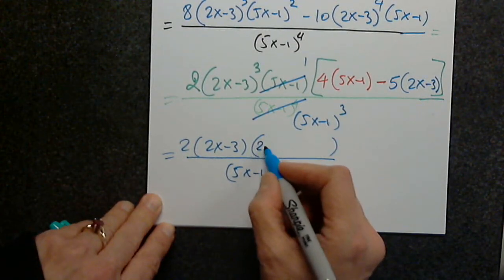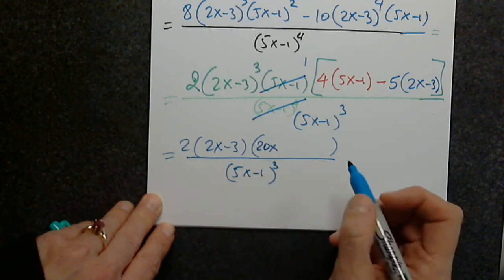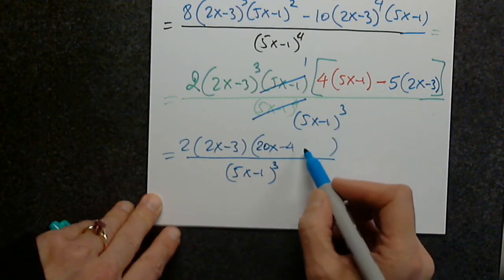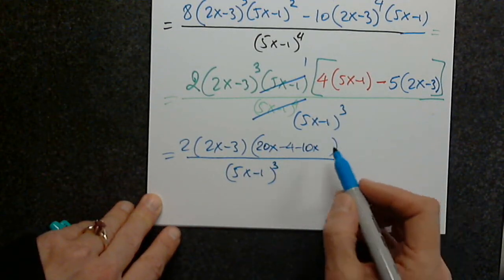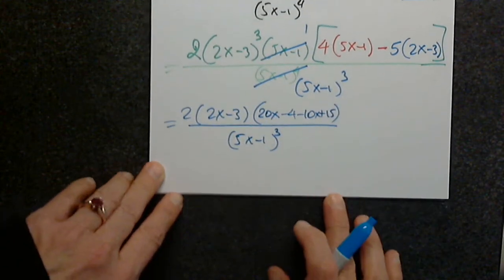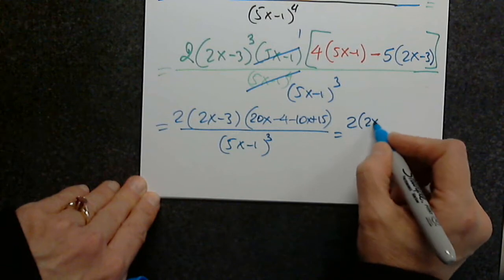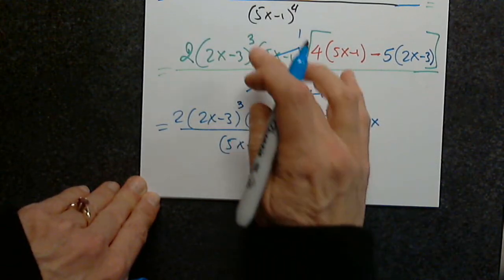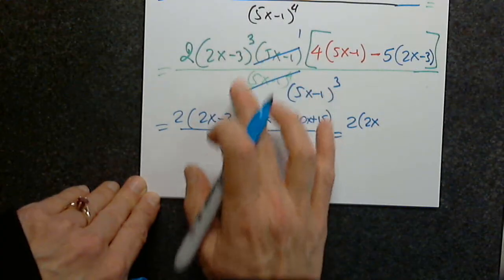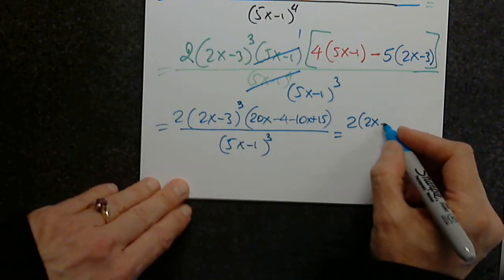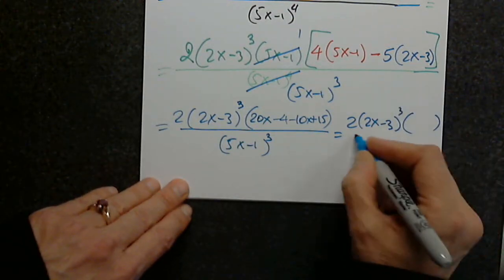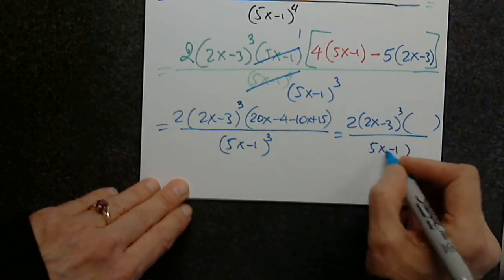So 4 times 5x is 20x. Very good. Minus 4. Very good. Minus 10x. Very good. Minus 15, or plus 15. Perfect. So the final step, I have to simplify this and I'm done. Oh, I'm sorry. Please copy the 3. I forgot to copy the power. Sorry about that. So 2x minus 3 to the third, and now in parentheses, and 5x minus 1 to the third.